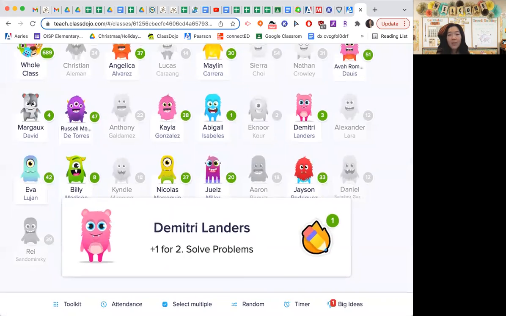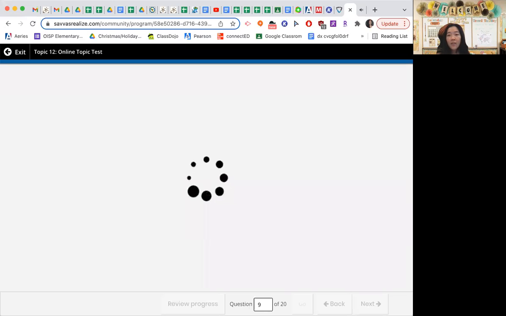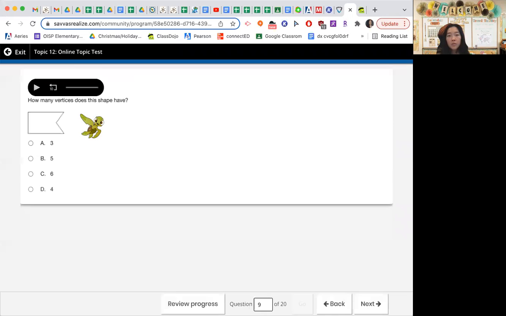Next student we have is Eva. Eva, how many vertices does this shape have? So vertices are the points where 2 edges meet. How many vertices does this shape have, Eva? 5. Very good. 5 is correct.